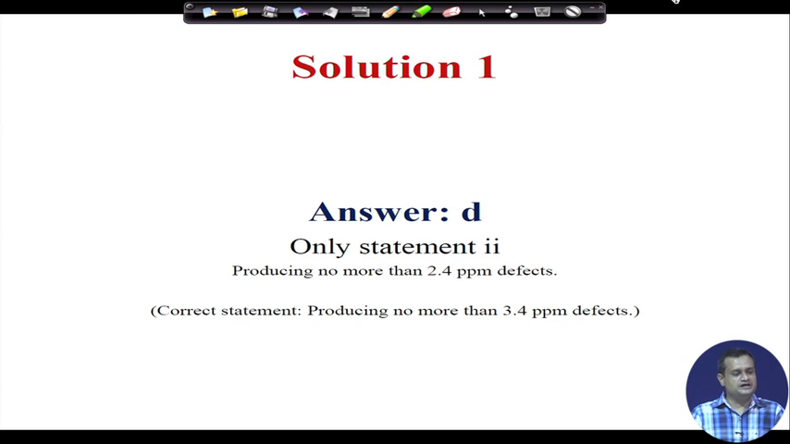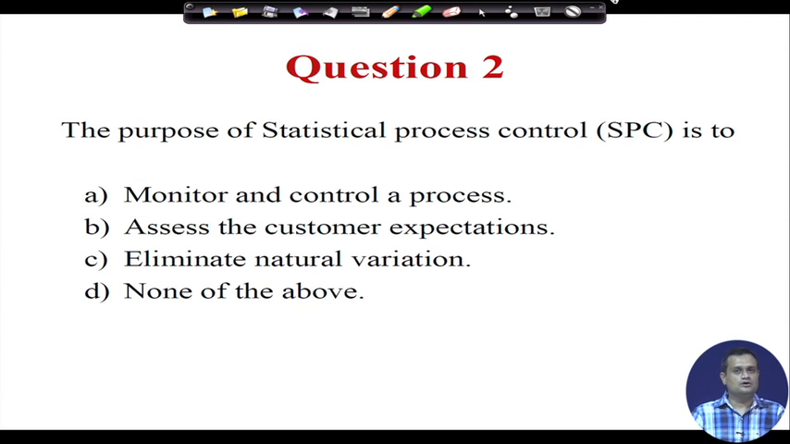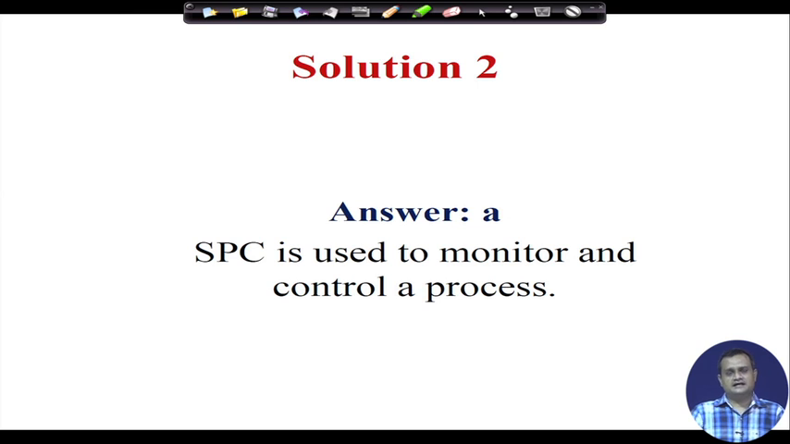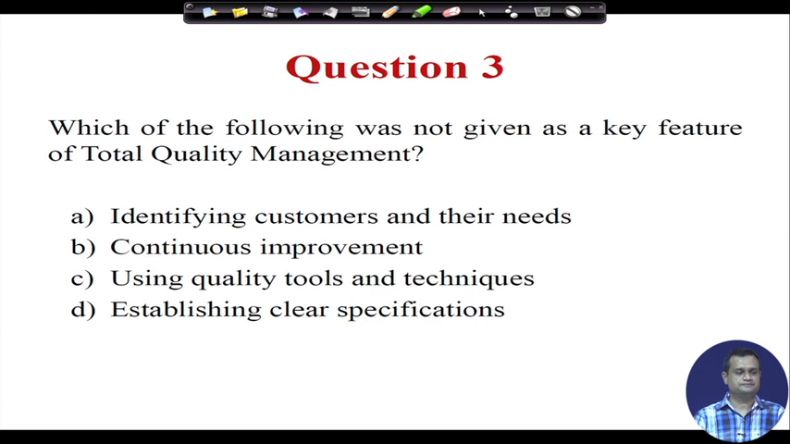So, the answer is D, only statement 2, producing no more than 2.4 ppm defects. The correct statement is producing no more than 3.4 ppm defects. Question 2. The purpose of statistical process control is to A, monitor and control process, B, assess the customer expectations, C, eliminate natural variation, and D, none of the above. The correct answer is A, SPC is used to monitor and control a process.